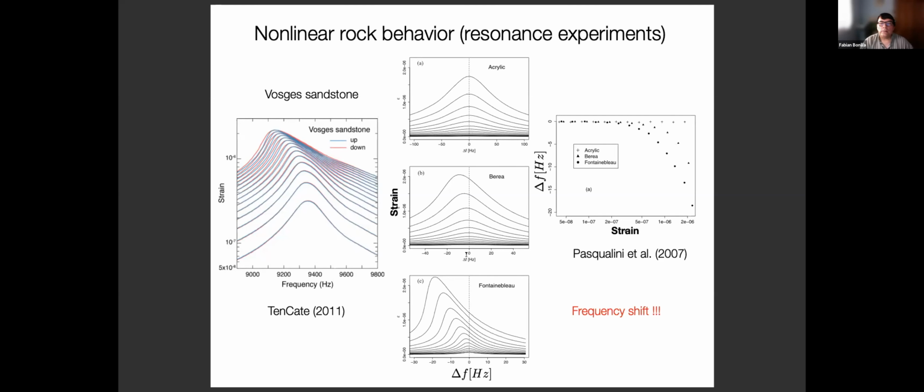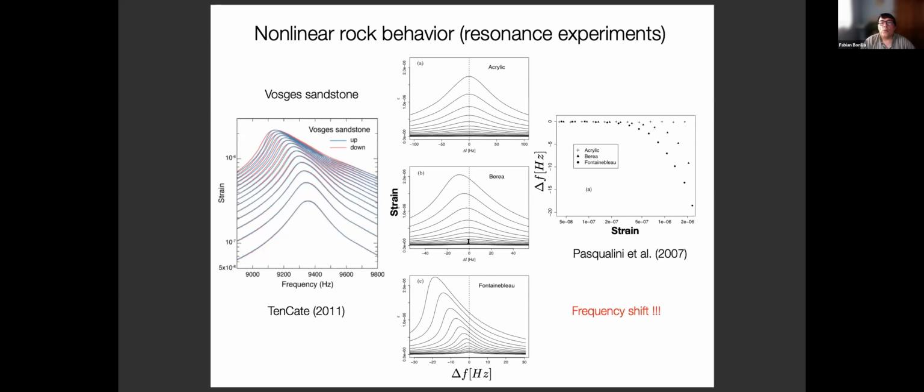Going even further back in time, this is an example where the researchers have reported not the frequency but the shift of the frequency. So they have negative frequency shifts here and positive frequency shifts here. When they use a material like acrylic, which is a very strong material, you see that they increase the strain inside the material and they don't get any shift. So basically this material is completely linear all the time.